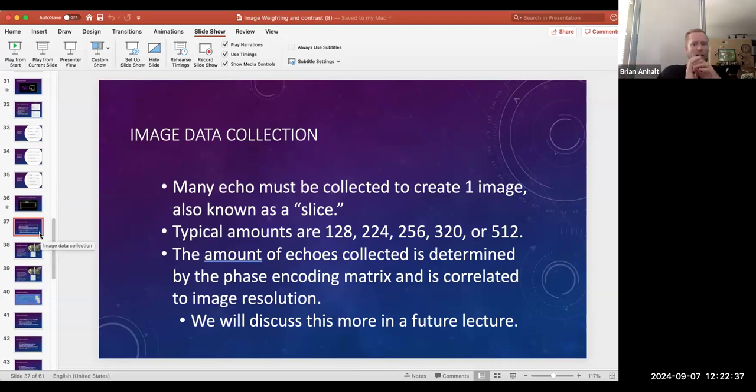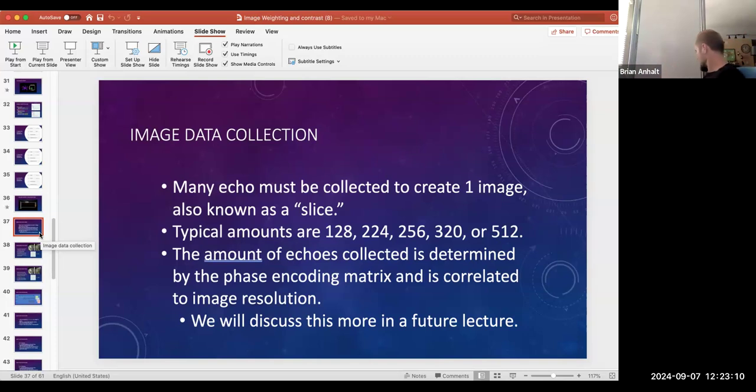Image data collection. Many echoes must be collected to create one image, and one image is known as a slice. So when we're looking at pictures, we call them slices. We take several slices, typically through different pieces of anatomy to diagnose, right? Maybe like 30, 40 through the brain axially. It depends on the anatomy and how thin your slices are. But for each one of those slices, we have to collect several echoes to create an image.